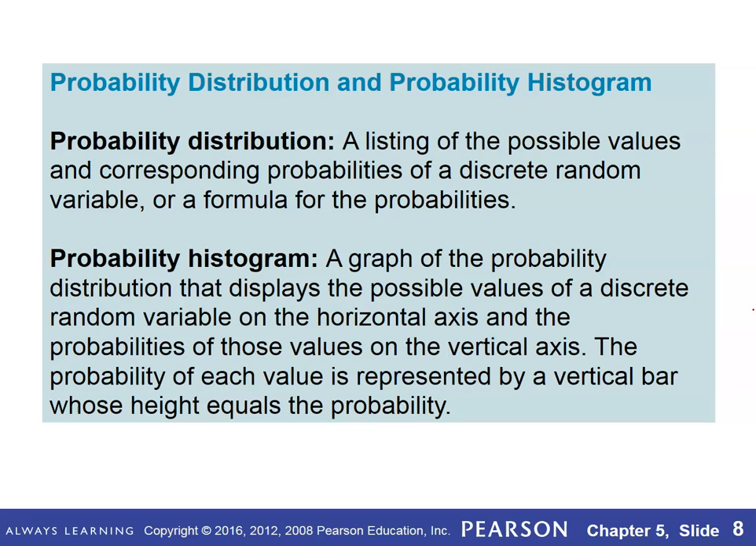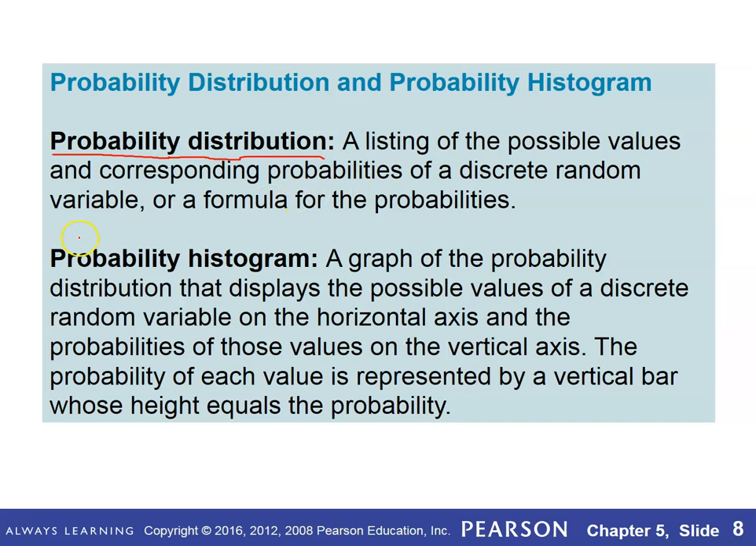So then we're going to talk about the differences in two different things. We're going to display this two different ways. One way that we would display this information is with what is called a probability distribution. We've talked about this in the past. It's just simply a listing of all the possible values and their corresponding probabilities.